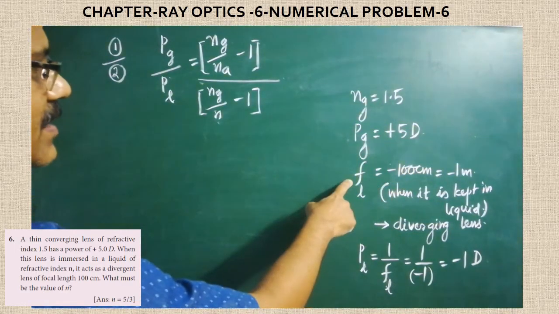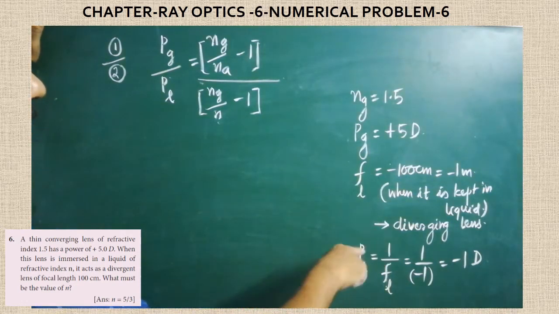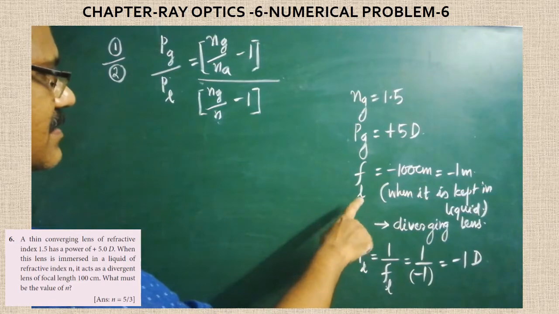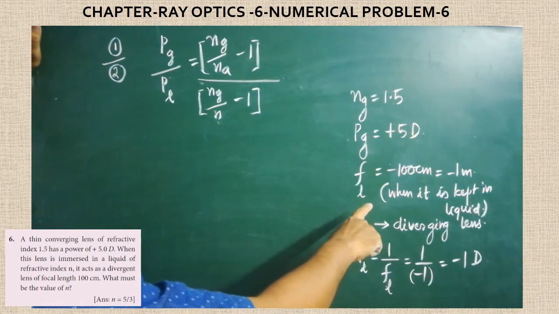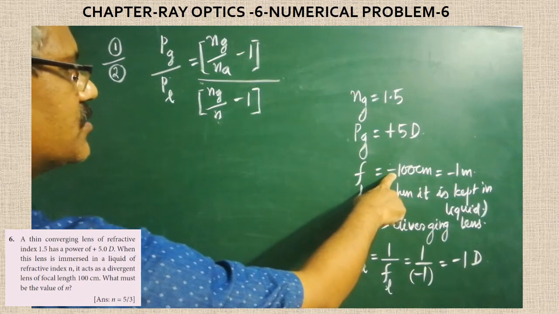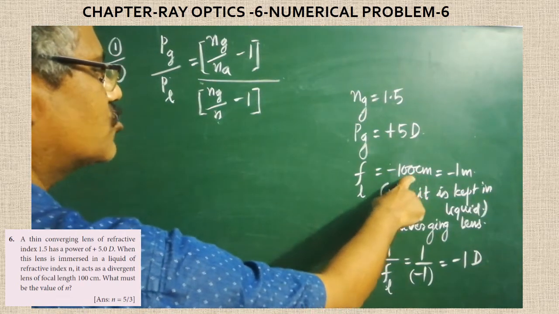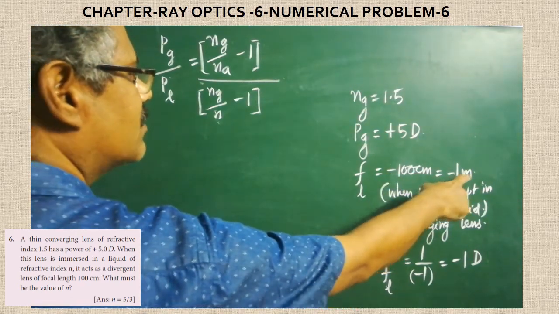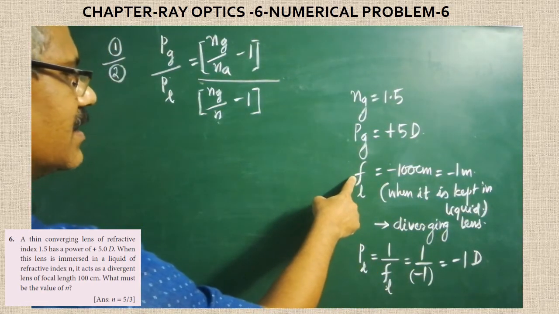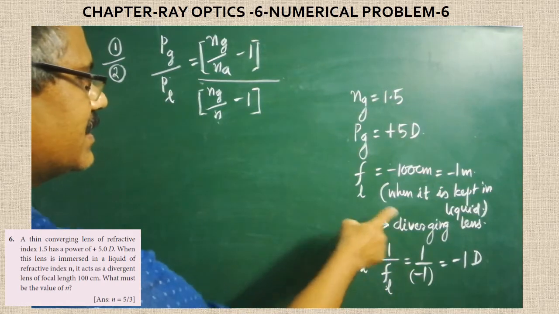So here when the lens is kept in the liquid, what happened? The focal length is changed because the lens is converted from a converging lens into a diverging lens. Its new focal length is given, how much? Minus 100 centimeter. That should be converted into meter, minus 1 meter. Are you clear?